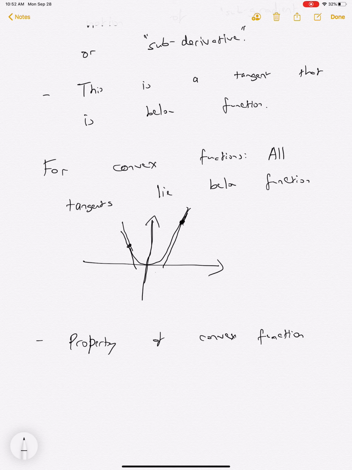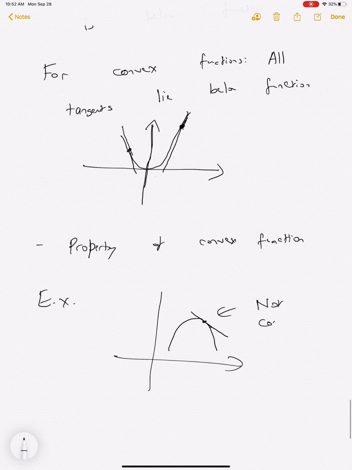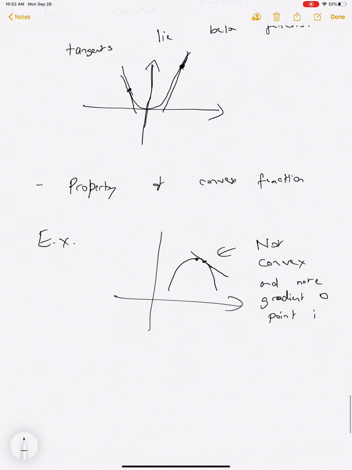to lie below it. If you have a function that goes the other way, then you're not going to see that. So for example, if you take a tangent point here, this is not convex, and note that the gradient 0 point is actually a maximum in this case.